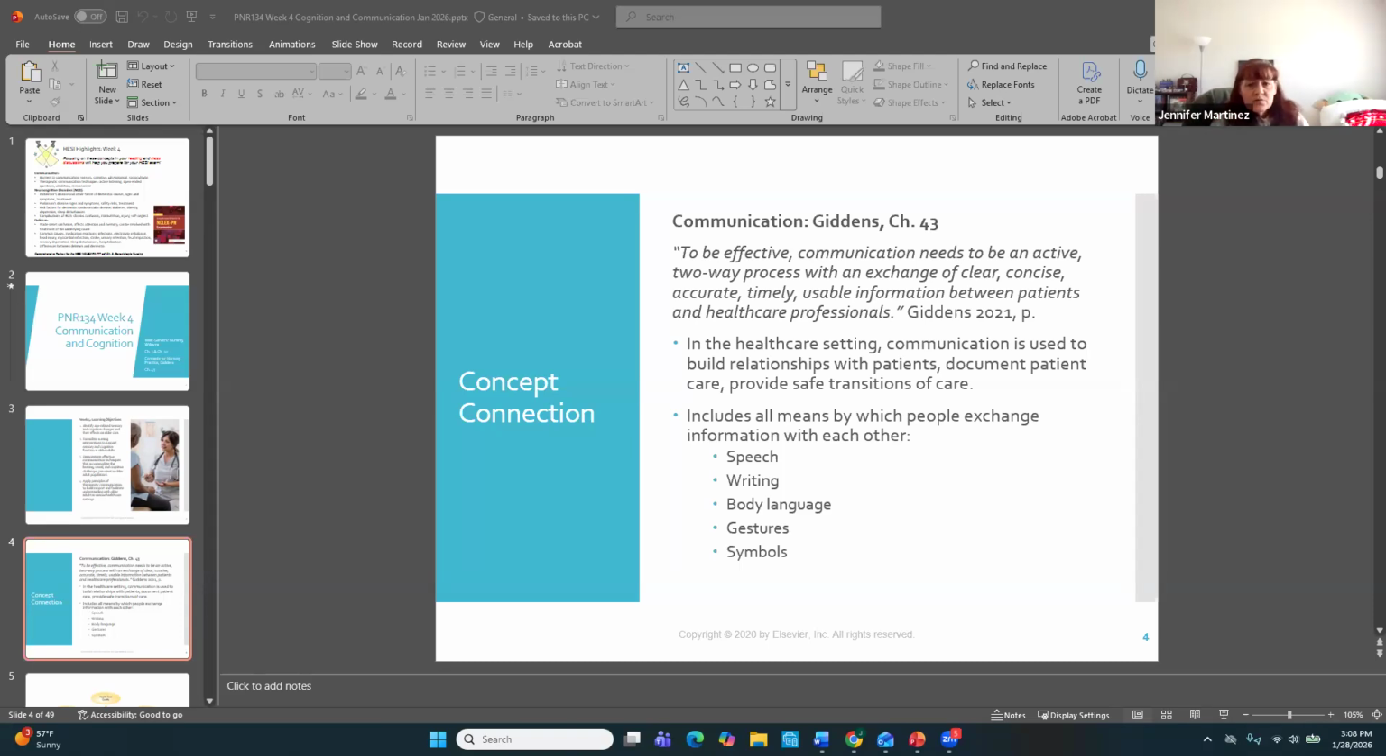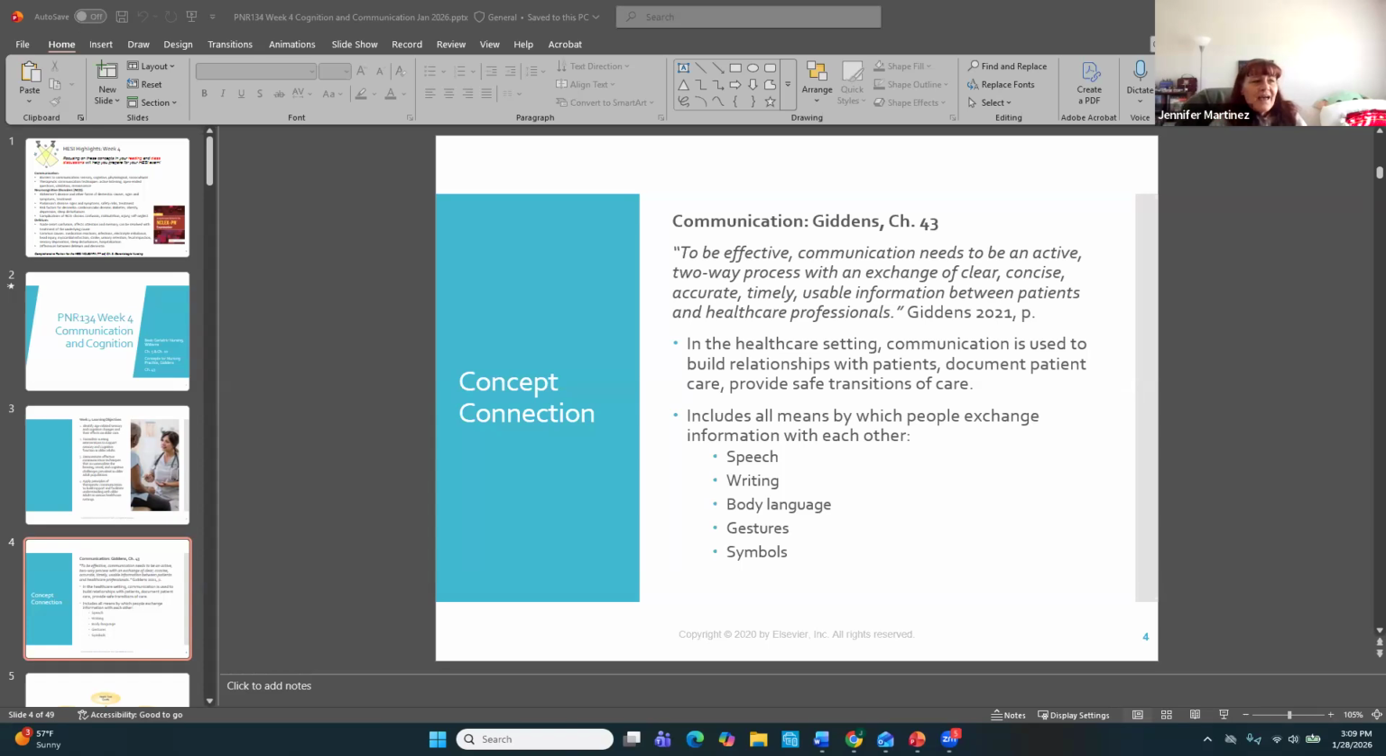Transitions of care is when a patient is transferring from one type of facility or unit to another one. So whether it's from, say, ICU to a step down unit in the hospital, or from the emergency room to a med surg unit, or it could be between different levels of care, like going from the hospital to a rehab facility or a long-term care setting. Those are especially important, making sure that we're providing for that safe transition.